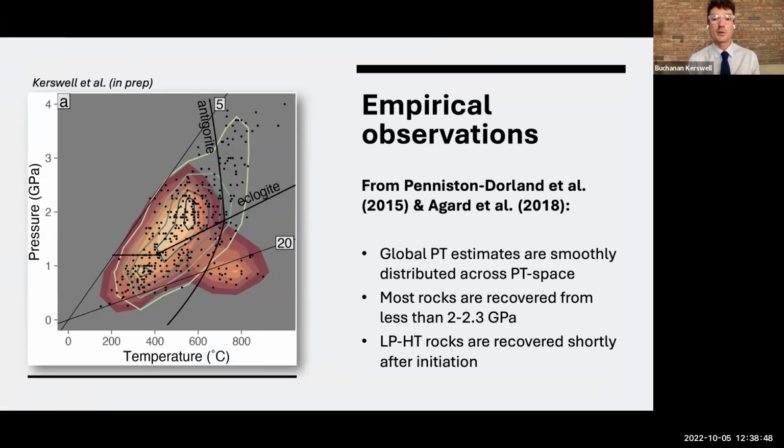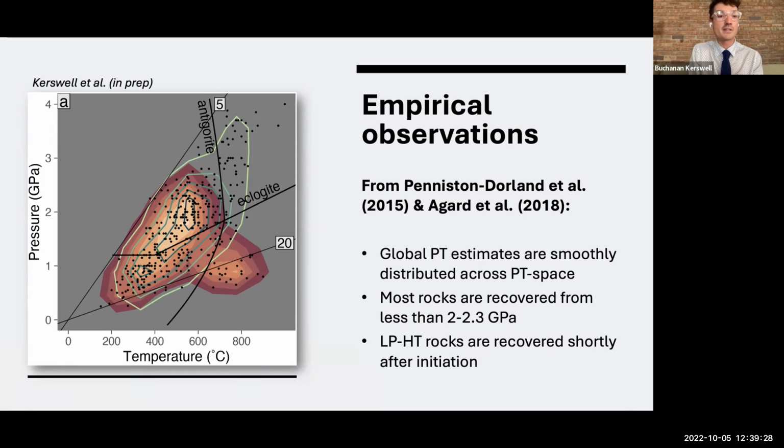So first we look at the empirical observations. There's a couple studies that have put together compilations of metamorphic rocks, PT estimates of high pressure metamorphic rocks. In this figure, what I'm plotting in red, the shaded red contours, are the distribution of PT estimates from the Agard et al. 2018 data set. The green unfilled contours are the distributions of PT estimates from Penniston-Dorland et al. in 2015. And all of the black points on here are the actual PT estimates.